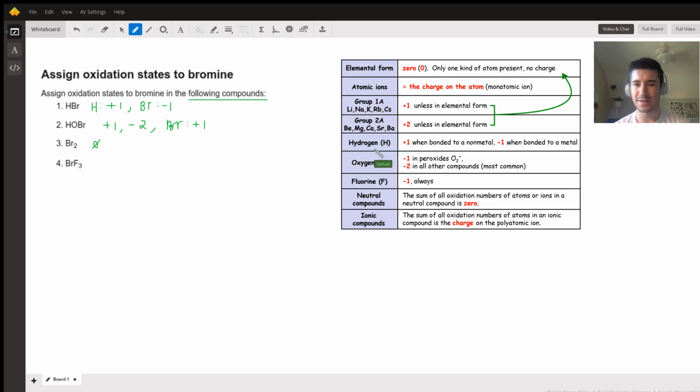I go down my rules until I hit the relevant one, which I think is fluorine. Fluorine is always -1 for each one. So we've got three -1s, and that needs to come together with something for bromine to give me a sum of oxidation states that equals 0. You could always use the real algebra if you need to move this to the other side, but for me, I can just see that bromine must have been +3.